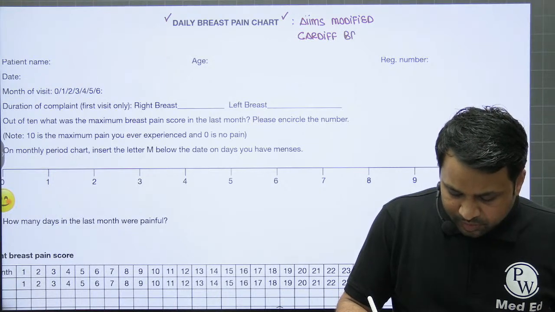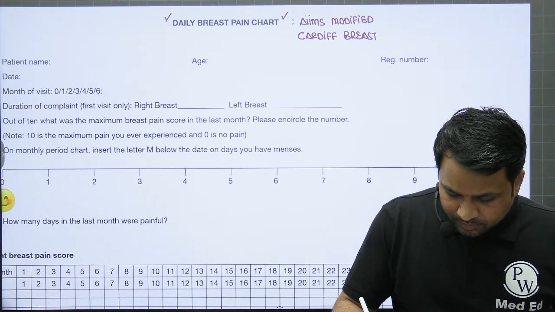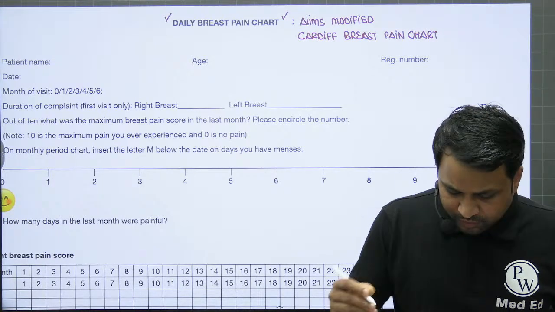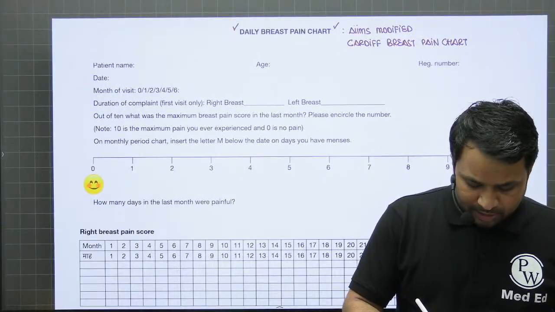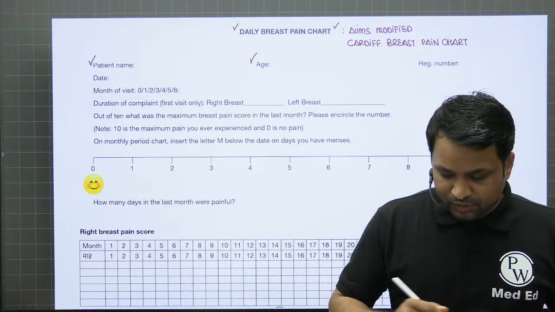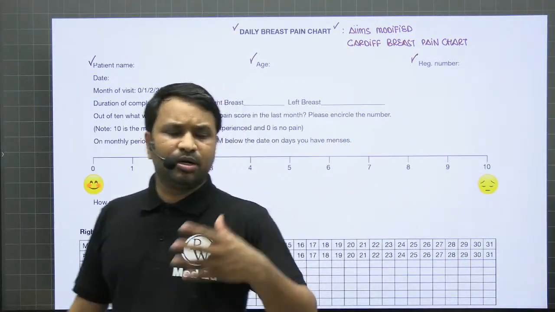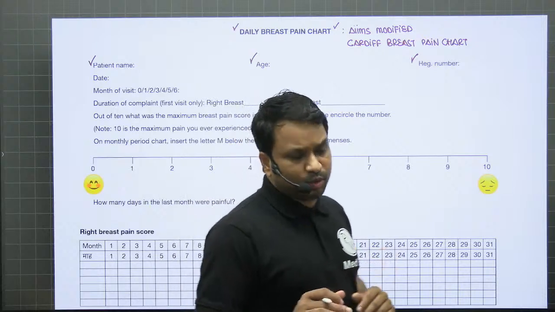Cardiff breast pain chart, right? So this is a chart that we are going to give to the patient. So what do you have? You have the name of the patient. You will write the age of the patient, and obviously a hospital unique identity number or whatever you have. All that will be put in this particular chart.